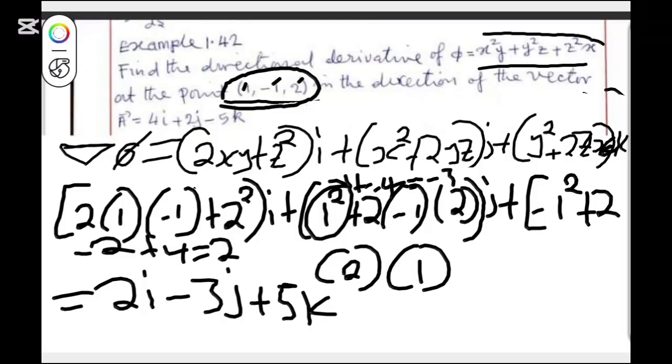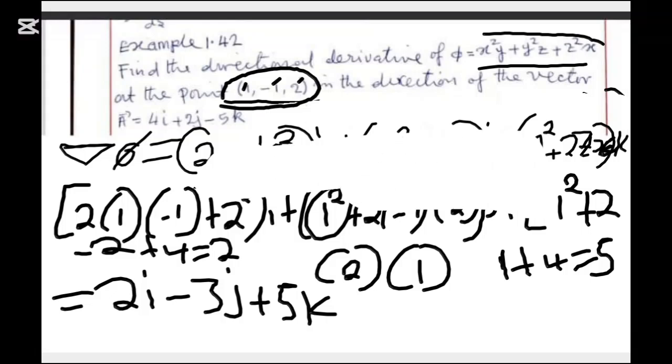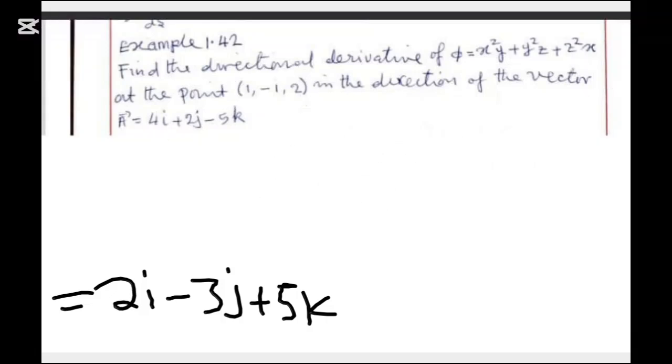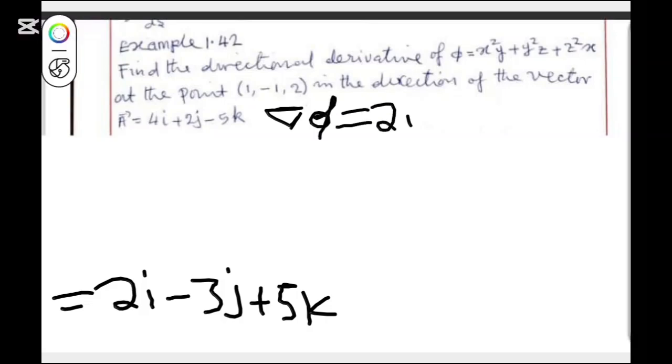-3. And also I have -1 squared, which is 1, plus 2 multiplied by 1, which is 2, and 2 multiplied by 2, which is 4. At the end, 1 plus 4 will become 5. So therefore the del psi is the same thing as 2i minus 3j plus 5k at this point.